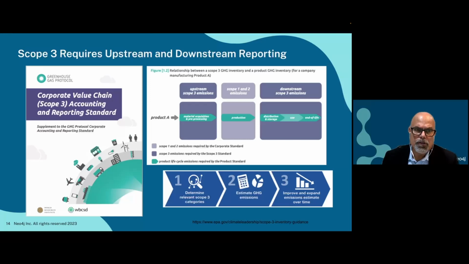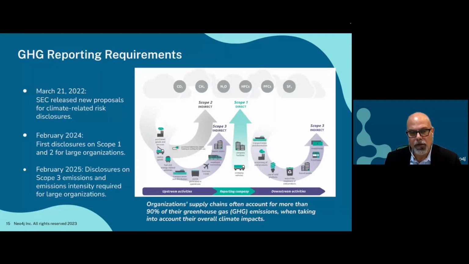In the next several years, there's going to be quite a lot of focus on what are known as the Scope 3 reporting requirements. What Scope 3 does is it sets out standards for doing carbon emissions reporting across the entire value chain. These reporting requirements are going to be first due in February of 2025, which is really just right around the corner.